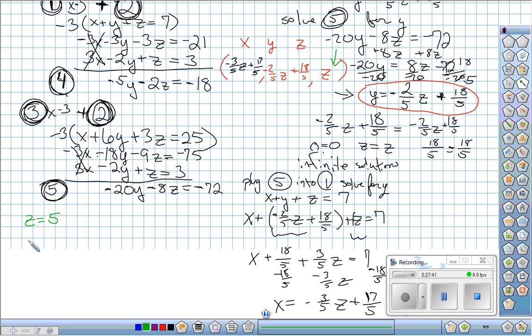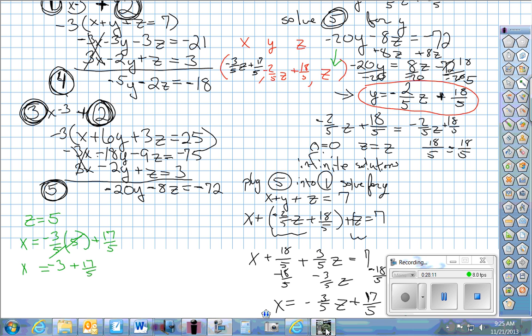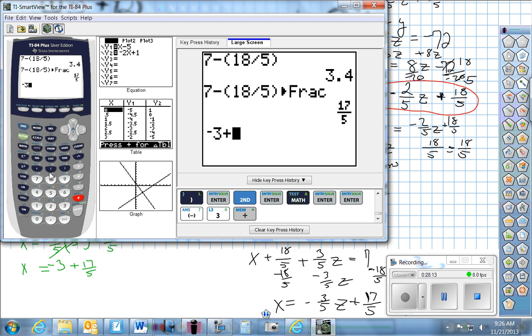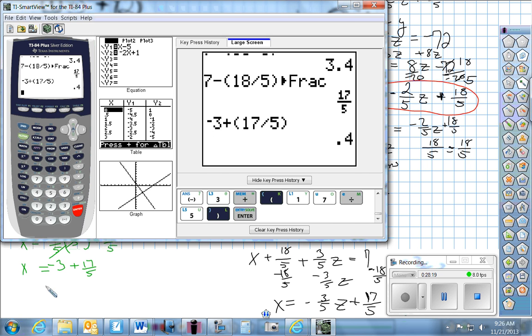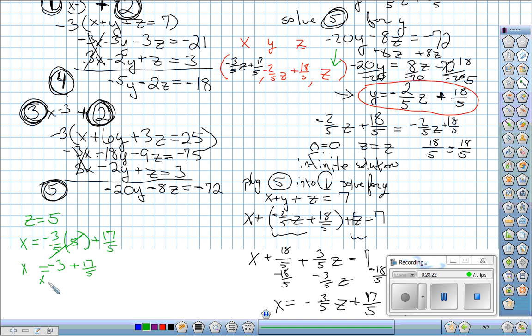So my x would then equal negative 3 over 5 times 5 plus 17 over 5. Those would multiply to negative 3, so I would have negative 3 plus 17 over 5. I'm just really looking for a number, I'm not worried about fractions and having everything perfect, so I'm going to change this to a decimal. Negative 3 plus, in parentheses, 17 over 5 equals 0.4. So x would equal 0.4.